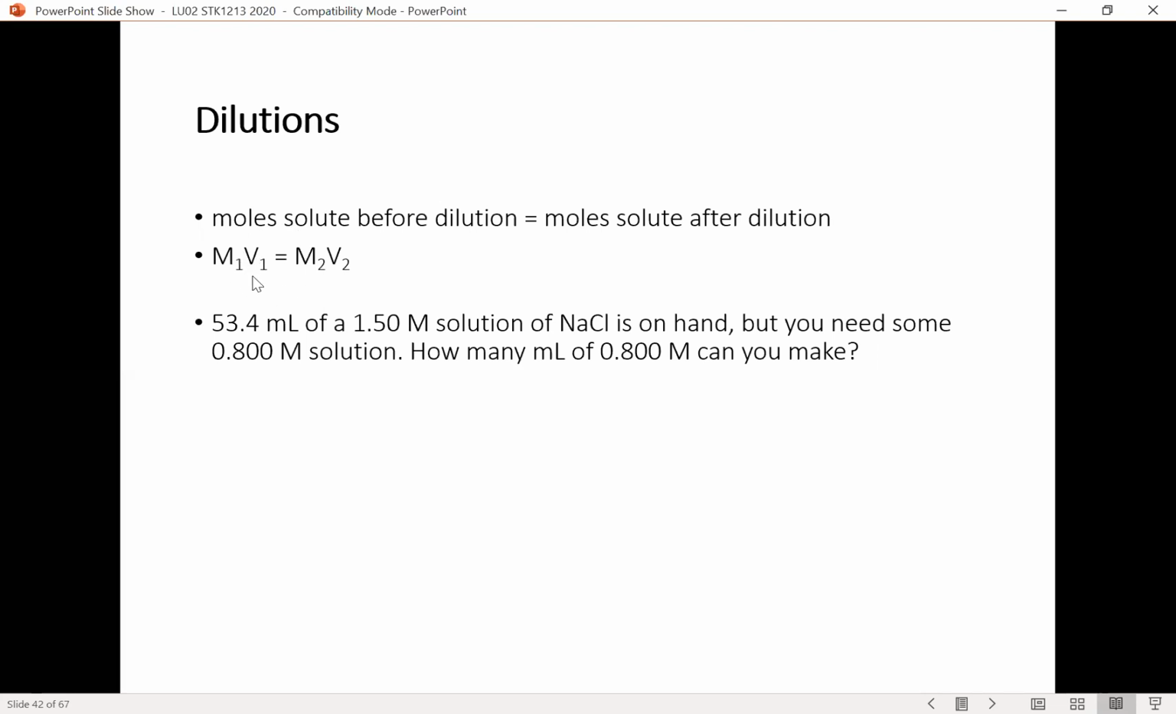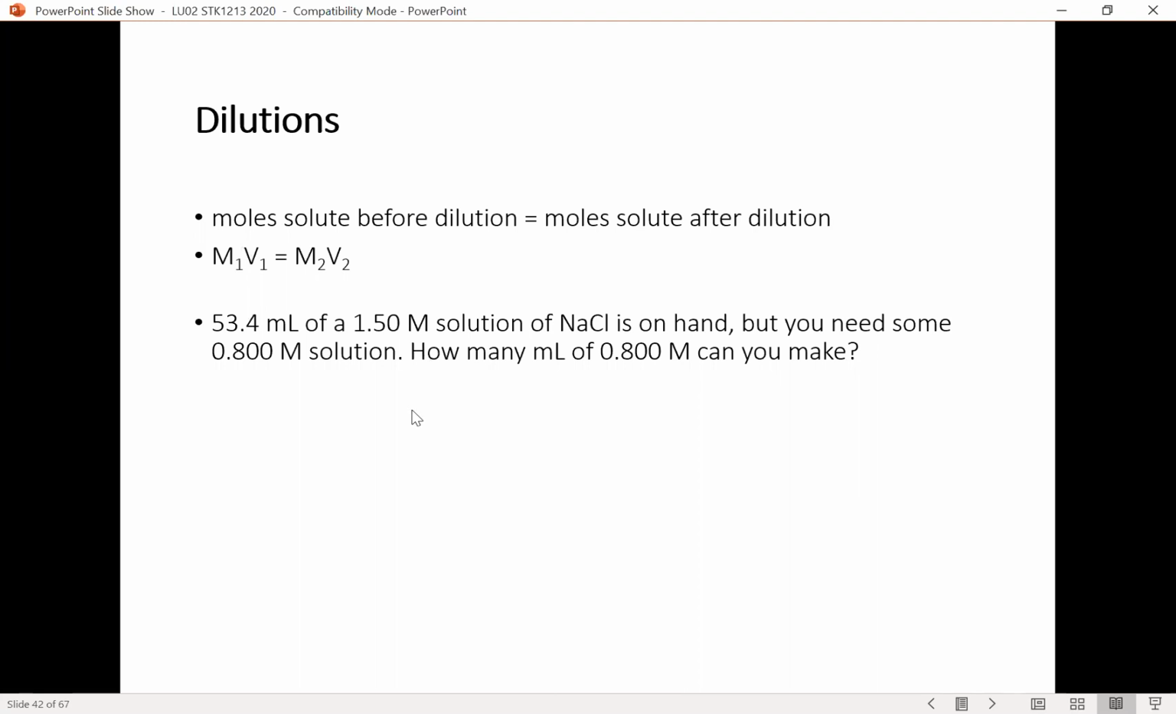Okay, remember, 1 is for the initial, 2 is for the resulting or the diluted solution. And moles of solute before dilution is the same as moles of solute after dilution. Even though you dilute a solution, the moles are not changed. The only things that change are the volume and the concentration. However, the moles remain even after dilution. So from there, we have this equation M1V1 equals M2V2.